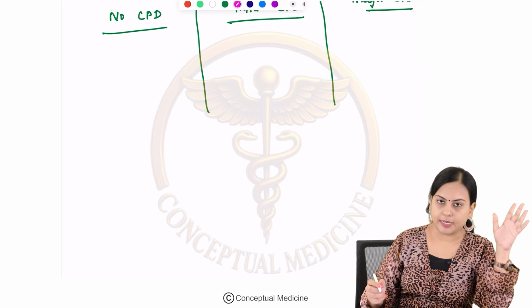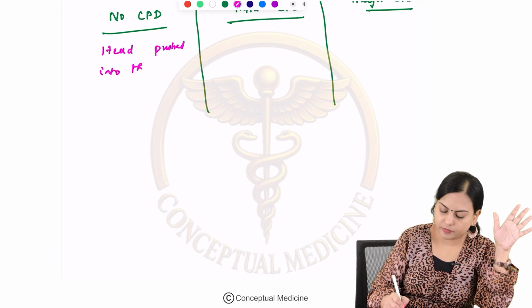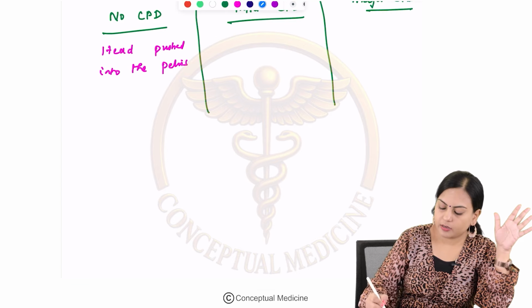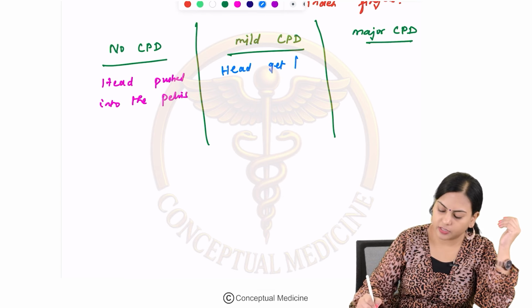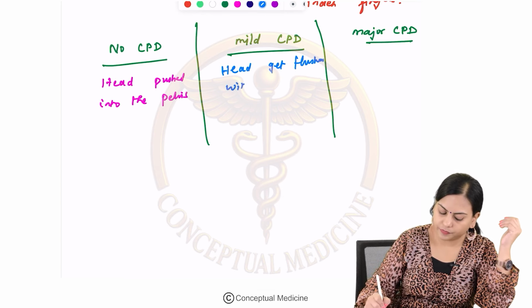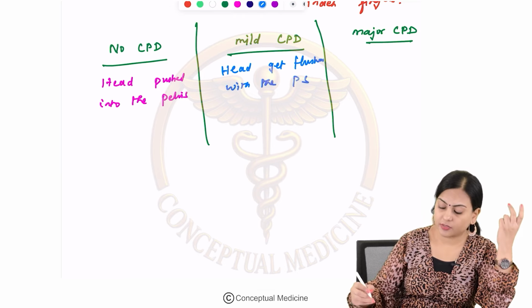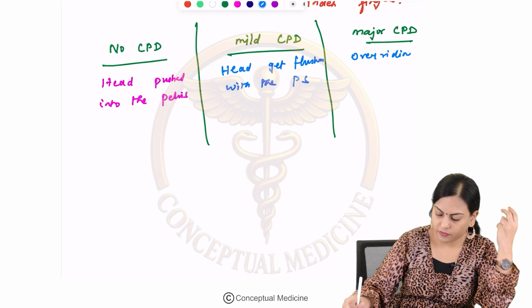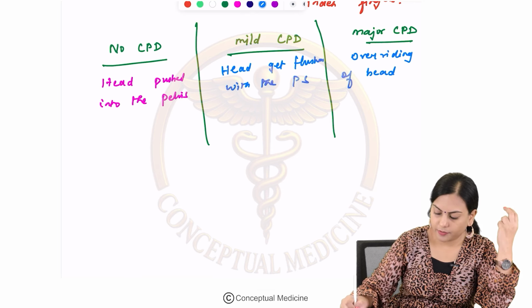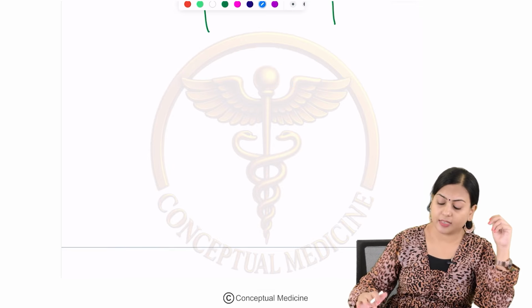In no CPD, the head will be pushed into the pelvis. Here in a mild CPD, the head will get flushed with the pubic symphysis. Whereas in a major degree of CPD, you will have overriding of the head over the pubic symphysis. Clear? So, this is about abdominal examination.